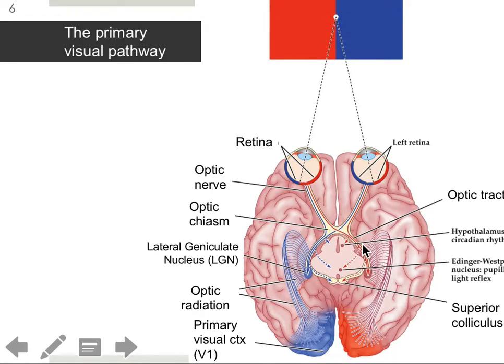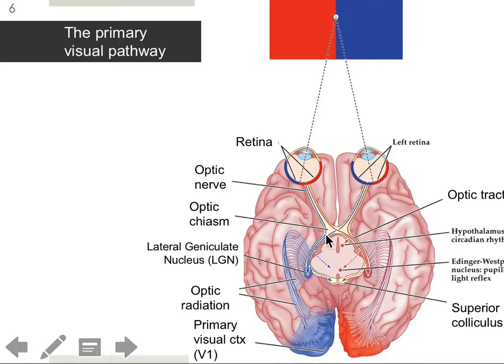So beyond the optic chiasm, that's when the information from the left visual field and the right visual field actually gets separated, right? So the information from the left visual field goes to your right visual cortex, and information from your right visual field goes to your left visual cortex, and that's because of the crossover at the level of the optic chiasm.